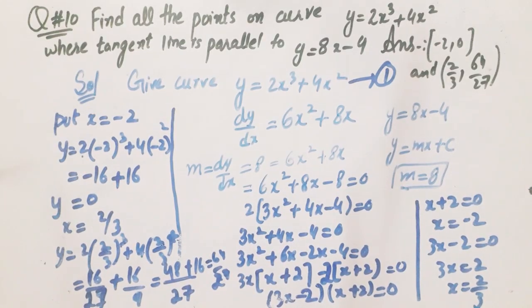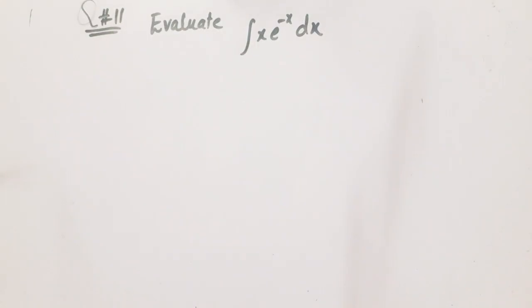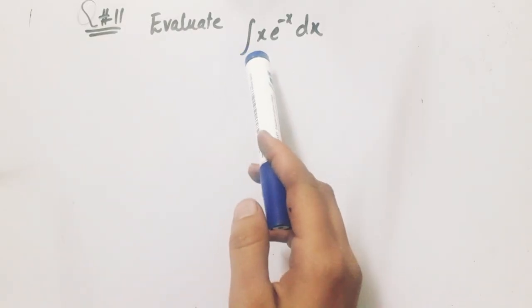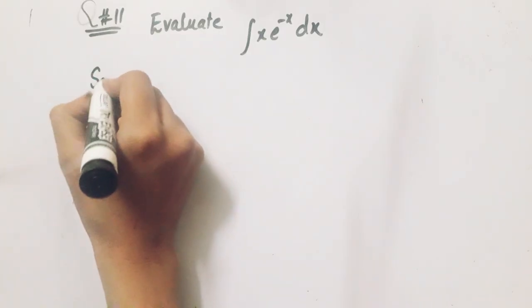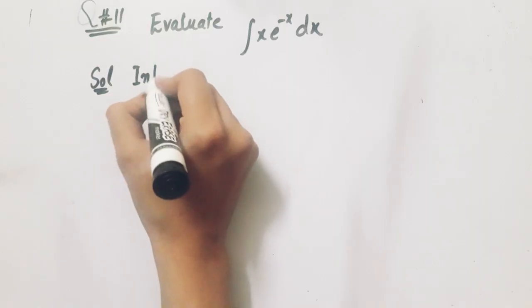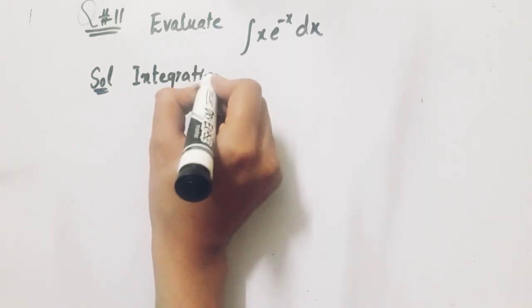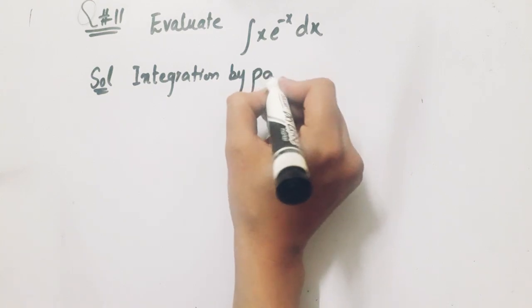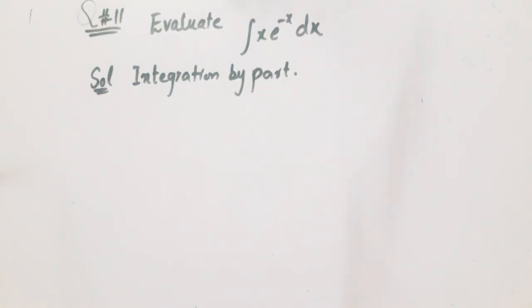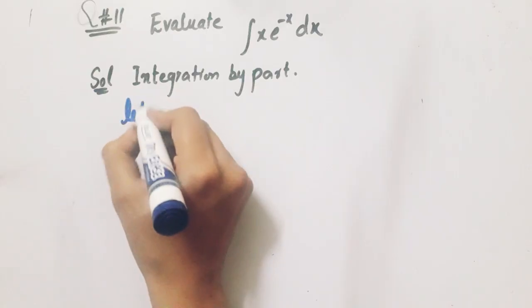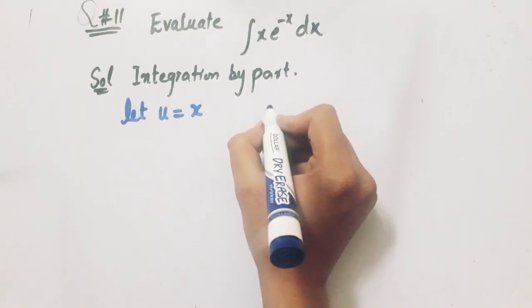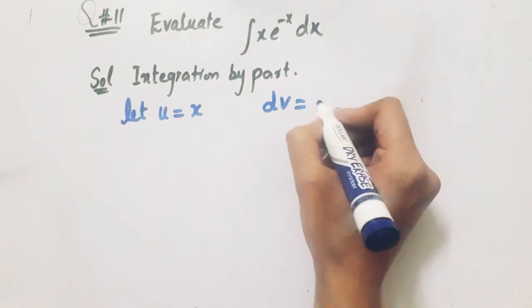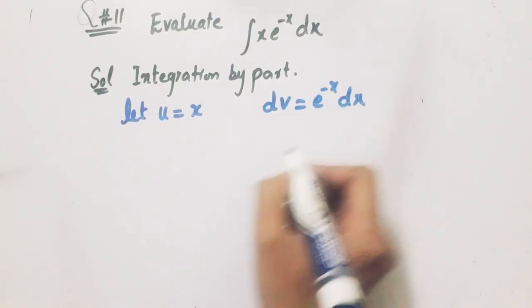Now we will solve question number 11. Question number 11 is evaluate the integral of x e raised to power minus x dx. We will solve this question by integration by parts. According to this, you have two functions. Let u is equal to x and dv is equal to e raised to power minus x dx.